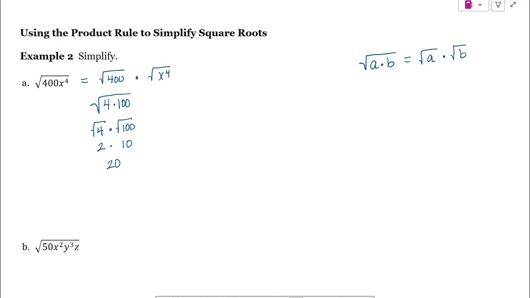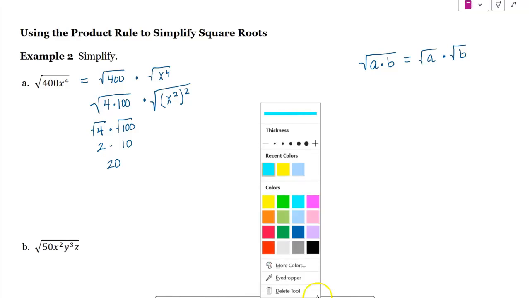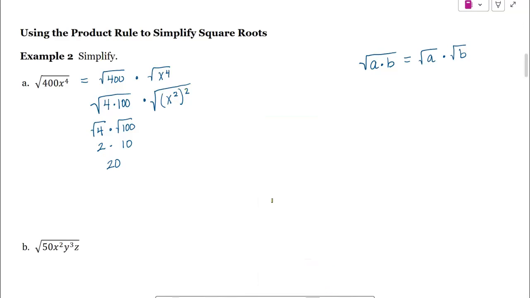For x to the 4th power, this is the same as x squared and then squared again. I'm writing it this way so I can see how the square here and the square root symbol are going to cancel each other out. I've got some object, in this case x squared, that when I multiply it by itself, I end up with what's underneath the radical sign there. So the square root here is going to be x squared. So I think our overall answer is going to be 20x squared.